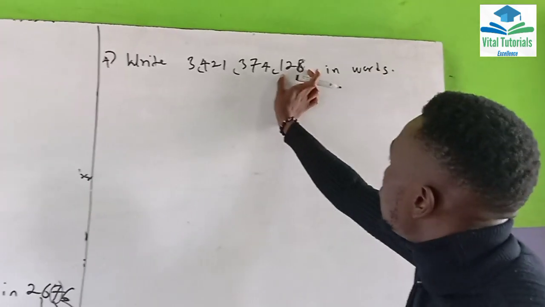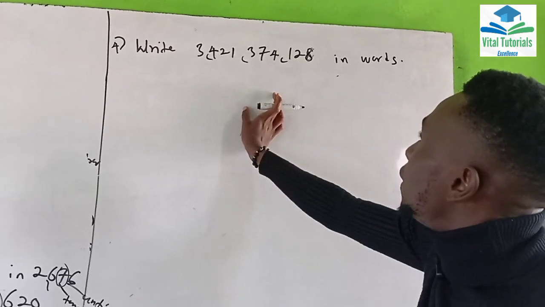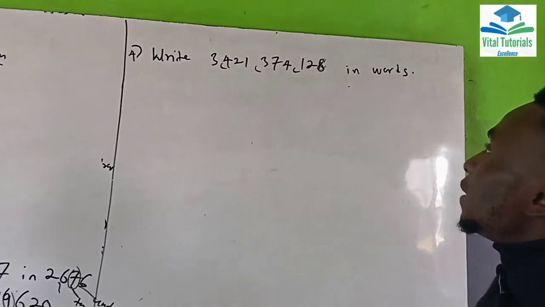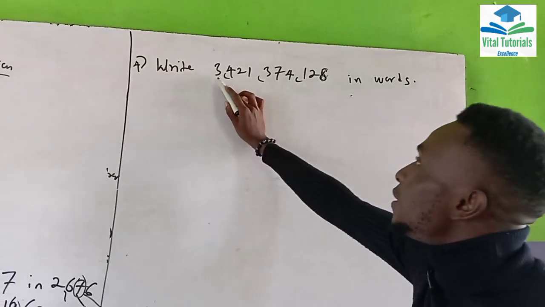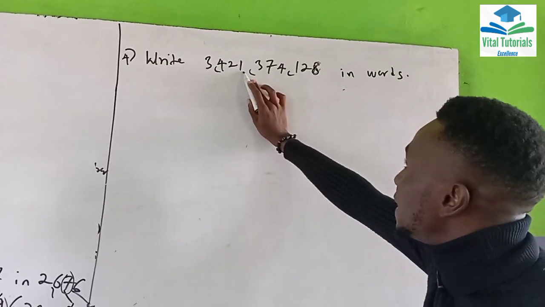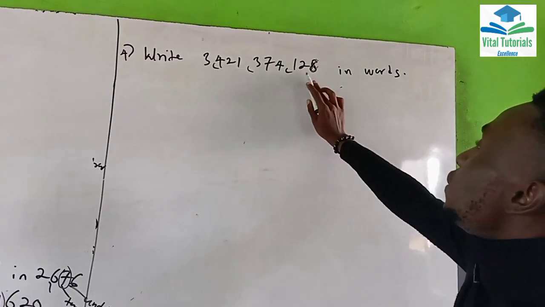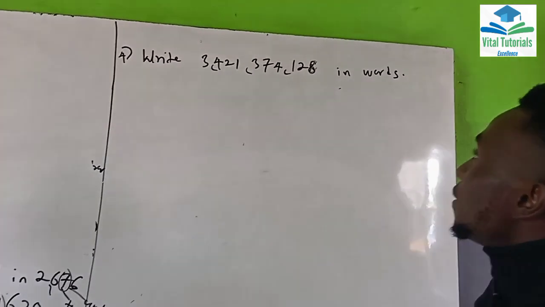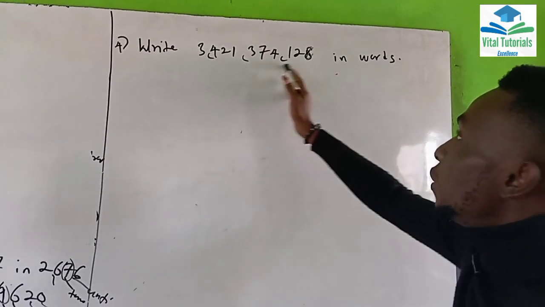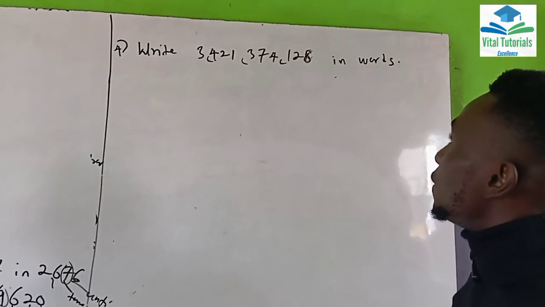So this shows that this is thousands, this shows that this is millions, while this shows that this is billions. Now to write this is going to be 3,421,374,128. You can see that adding these commas has made it easy for us to be able to write this number in words. So that's basically it.